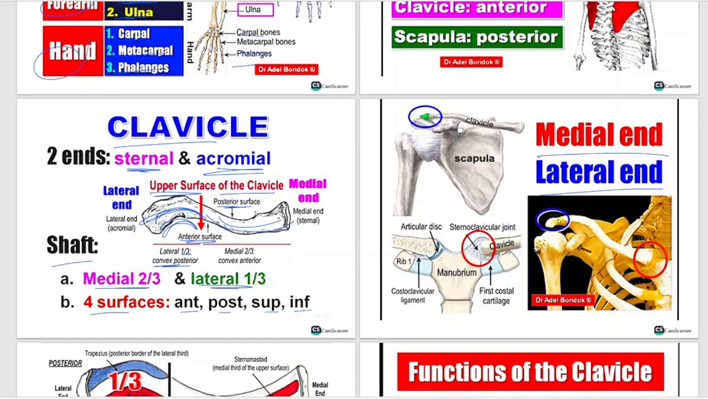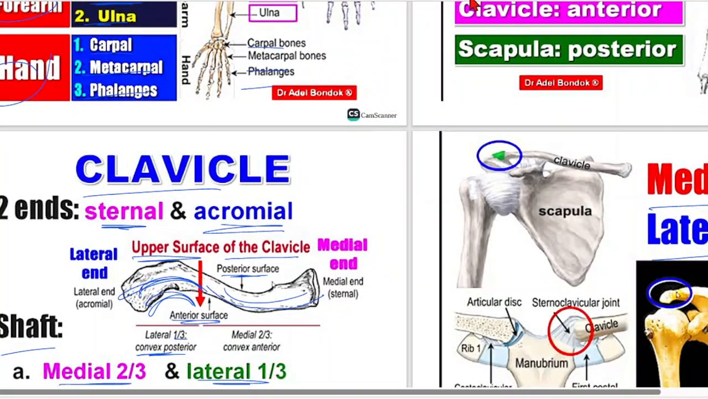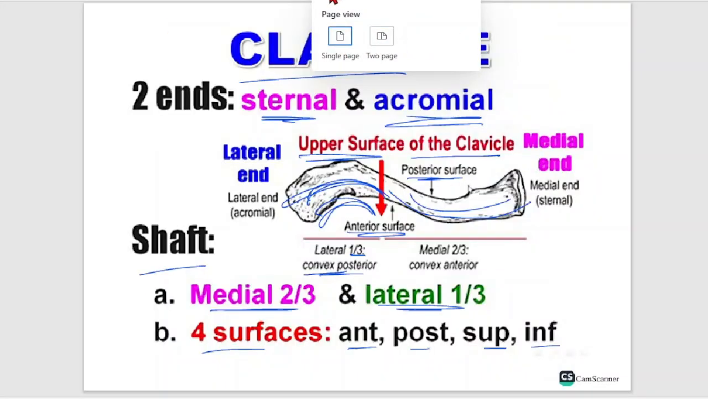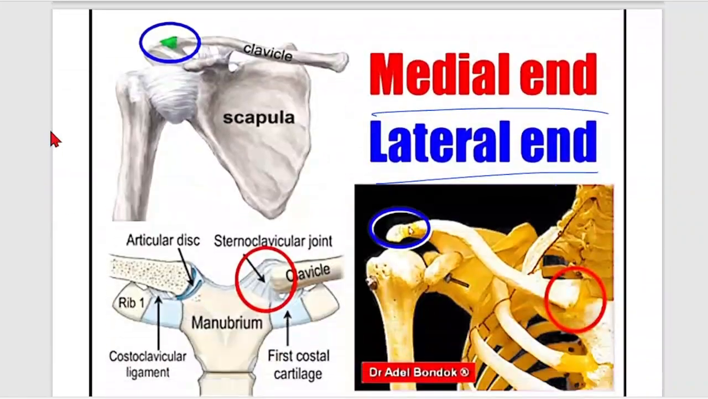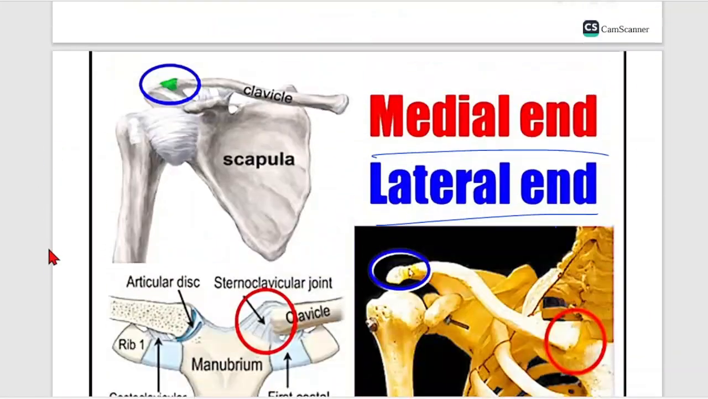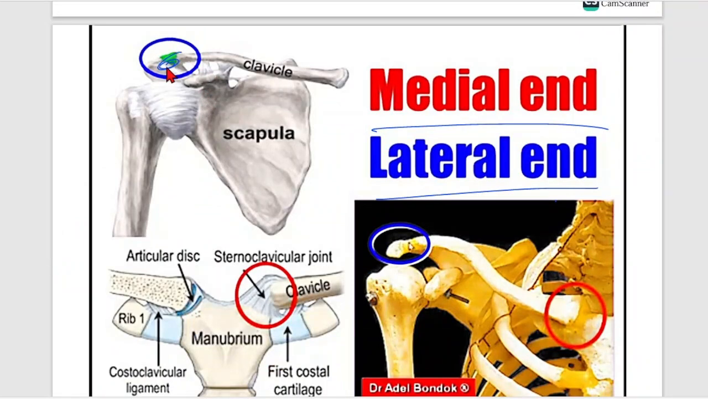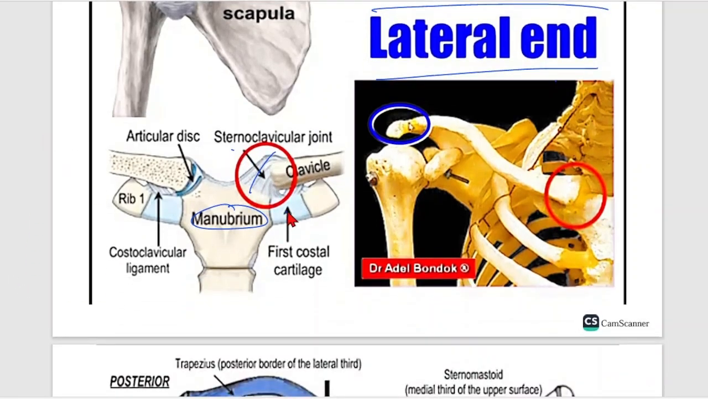Okay, and another thing you have to understand is the clavicle: the sternal end, the acromial end, and the shaft. There is the medial end and the lateral end. The lateral end is toward the acromion, the medial end is toward the sternal manubrium, and here is the sternoclavicular joint. This is the first costal cartilage, and this is the costoclavicular ligament.